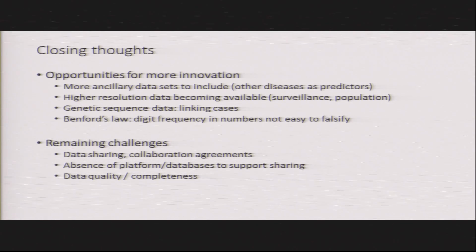There's a lot of data sets out there, a lot of ancillary data that you can consider when you're looking at a specific problem. We're getting better and better data sets with higher resolution for surveillance or population. There's a lot of genetic sequence data out there that I talked about today that can give you a lot of insights into maybe disease provenance or movement. And finally, there are interesting mathematical results that most people are not aware of that allow you to test whether or not data has been manipulated or falsified.